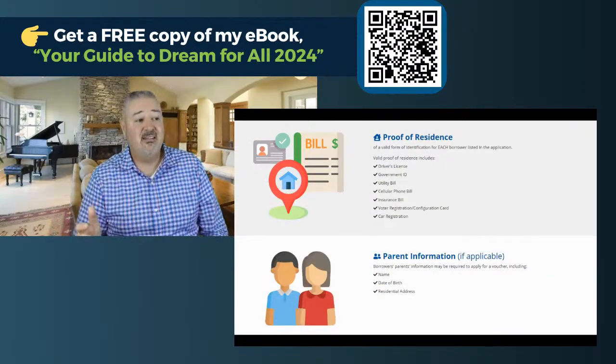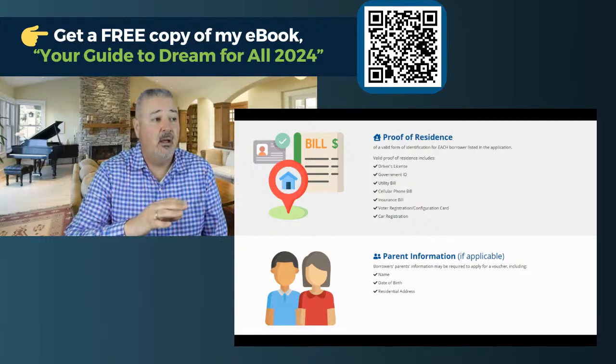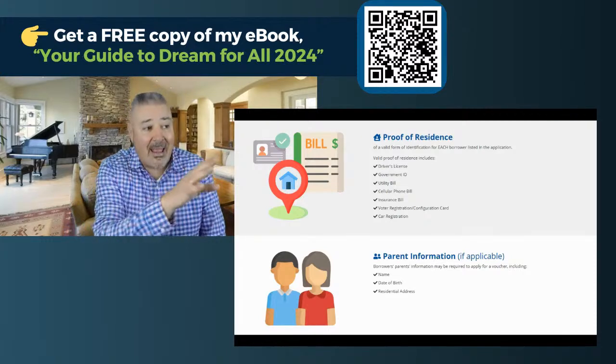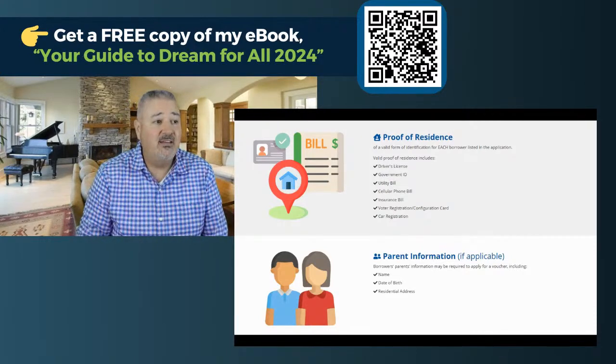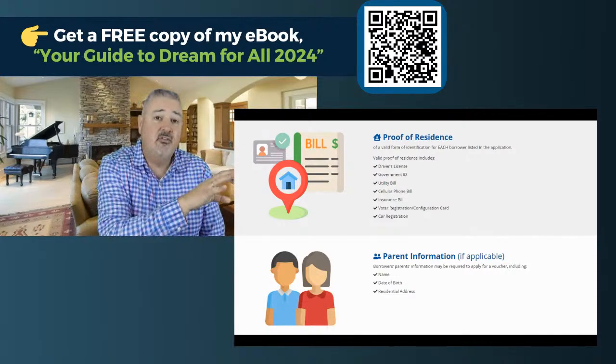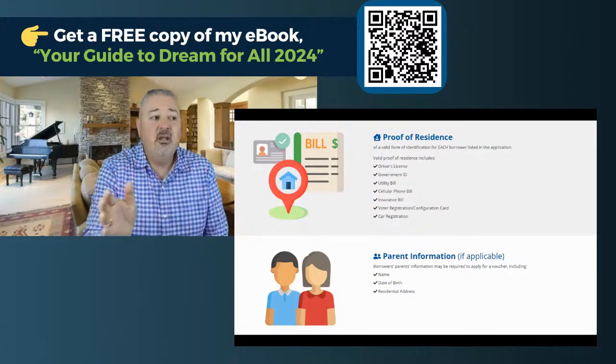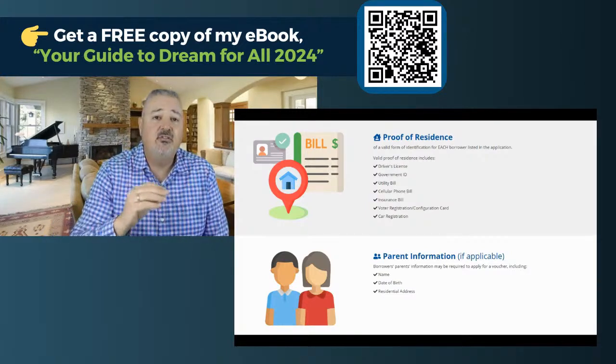Proof of residency: a valid form of identification, and proof of where you live. Basically, the driver's license would serve as your ID, and it would serve as proof of where you live. But what if your driver's license shows a different address? Then you need to show something else that gives you a current address.